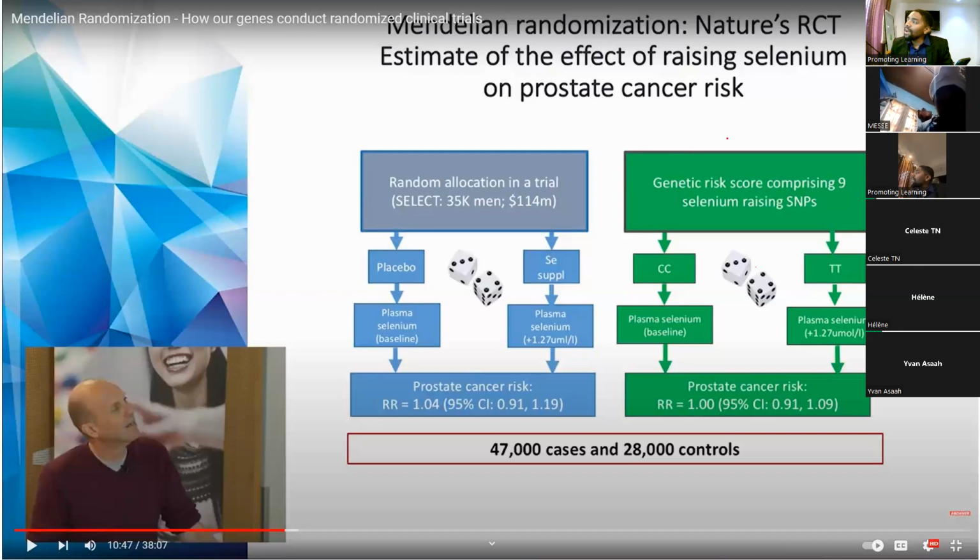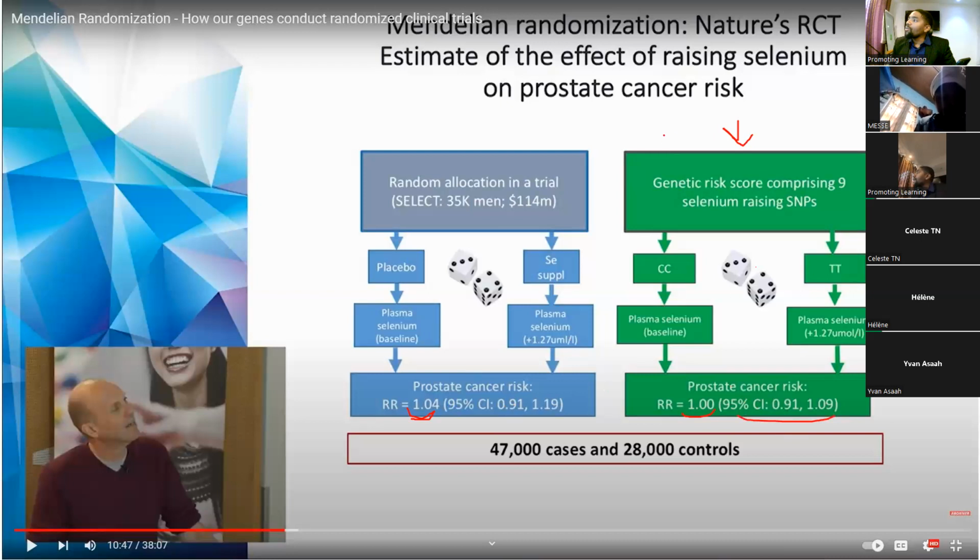Now, this is a Mendelian randomization study of the same thing. This is the answer that they got here. The relative risk was 1.04. The confidence interval showed that there's no reason to reject the null hypothesis of independence. And here is almost the same thing: a relative risk of 1.00, and you see the confidence interval is similar.